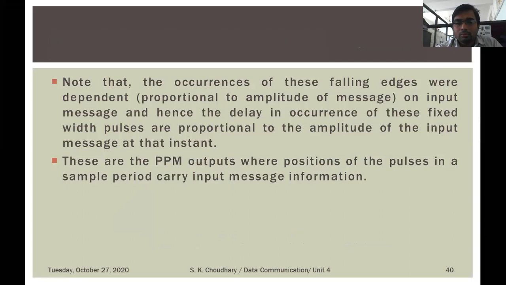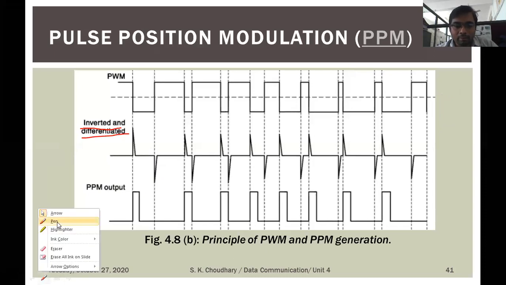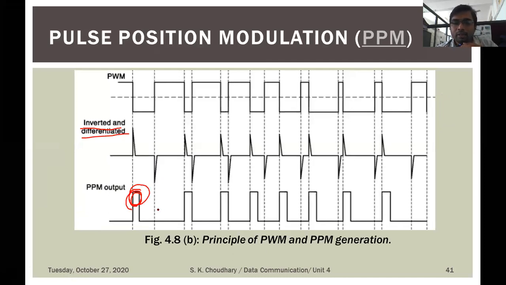Because we know that PWM depends upon the amplitude of the input message, and PPM depends upon the PWM signal, at last you can correlate that PPM is also proportional to the amplitude of the message. So this is the PPM output, where the position of the pulses in a sample period carries the input message information. So in these samples, you have the whole information of the message signal. This is what we had to generate.